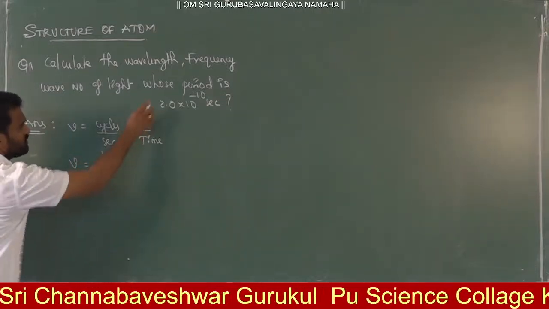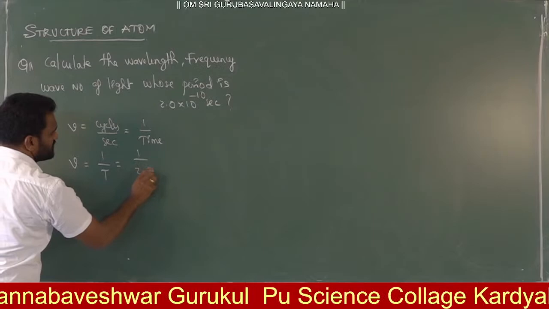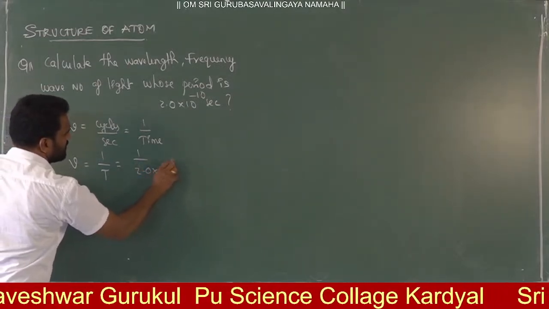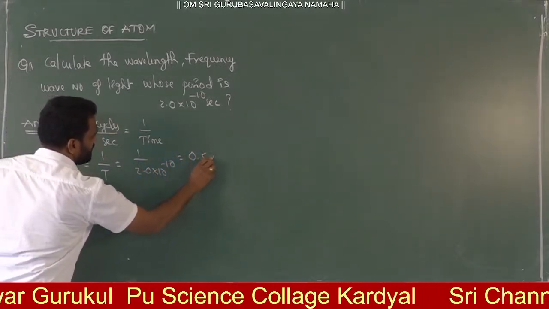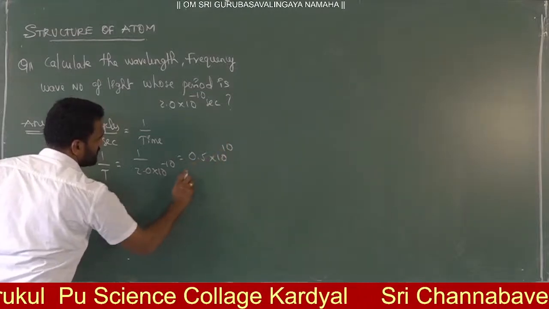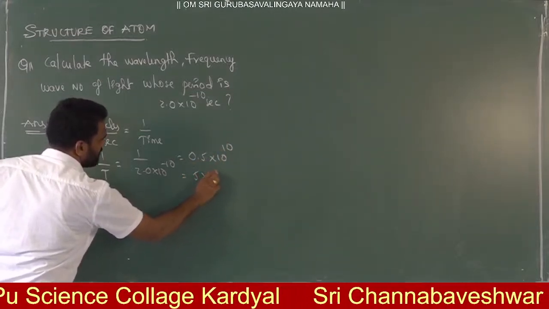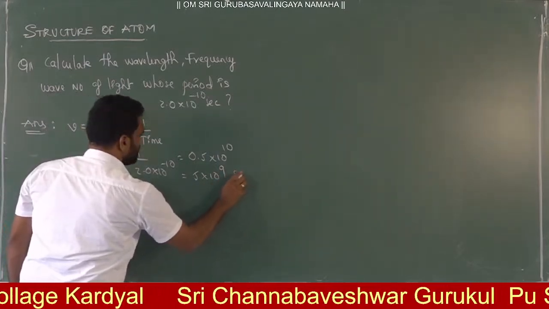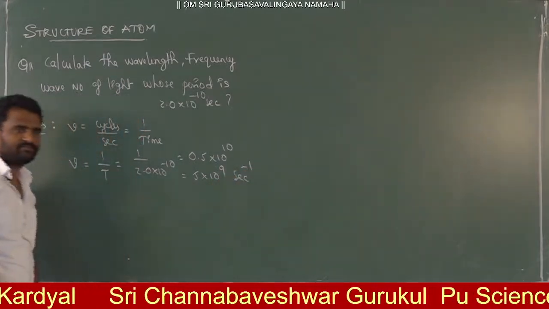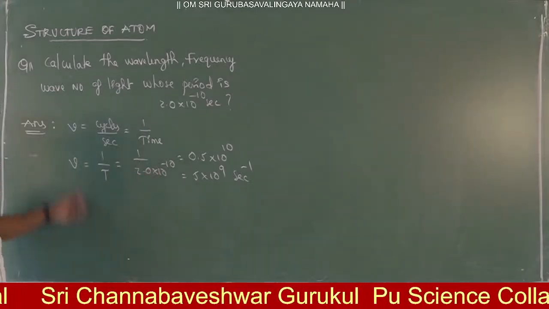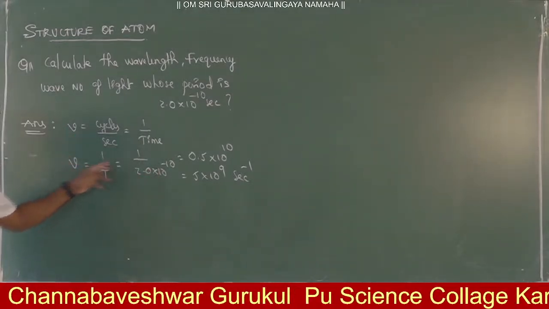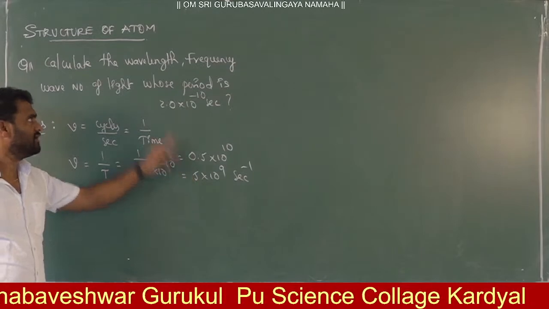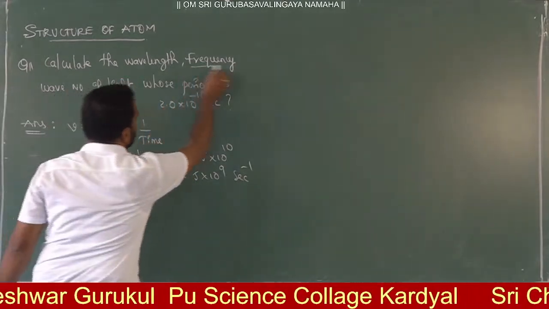So 1 by t equals 1 by 2.0 into 10 power minus 10. What will you get? 0.5 into 10 power 10, which equals 5 into 10 power 9 second inverse. Second inverse is the unit of frequency. Now we have the frequency; this is what I calculated.